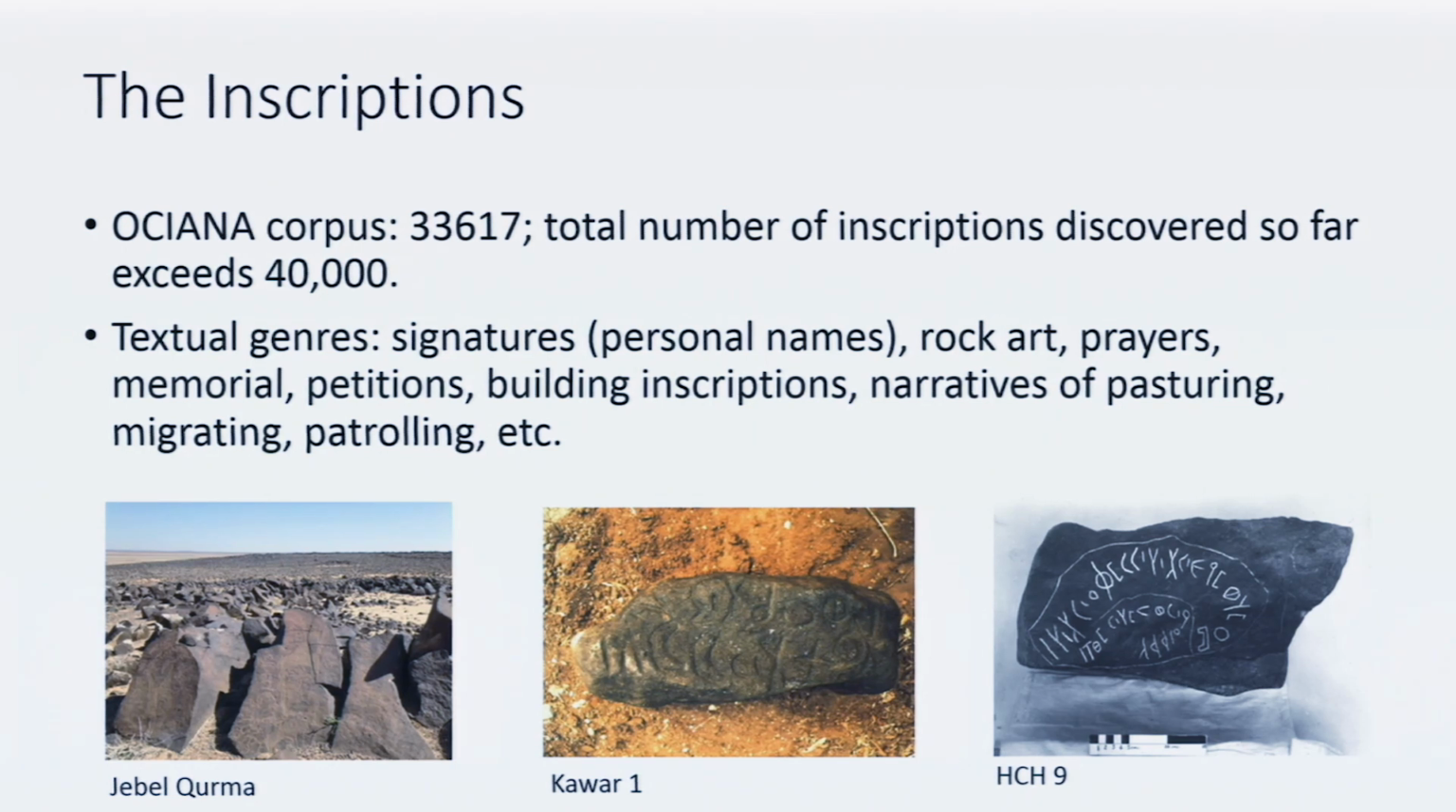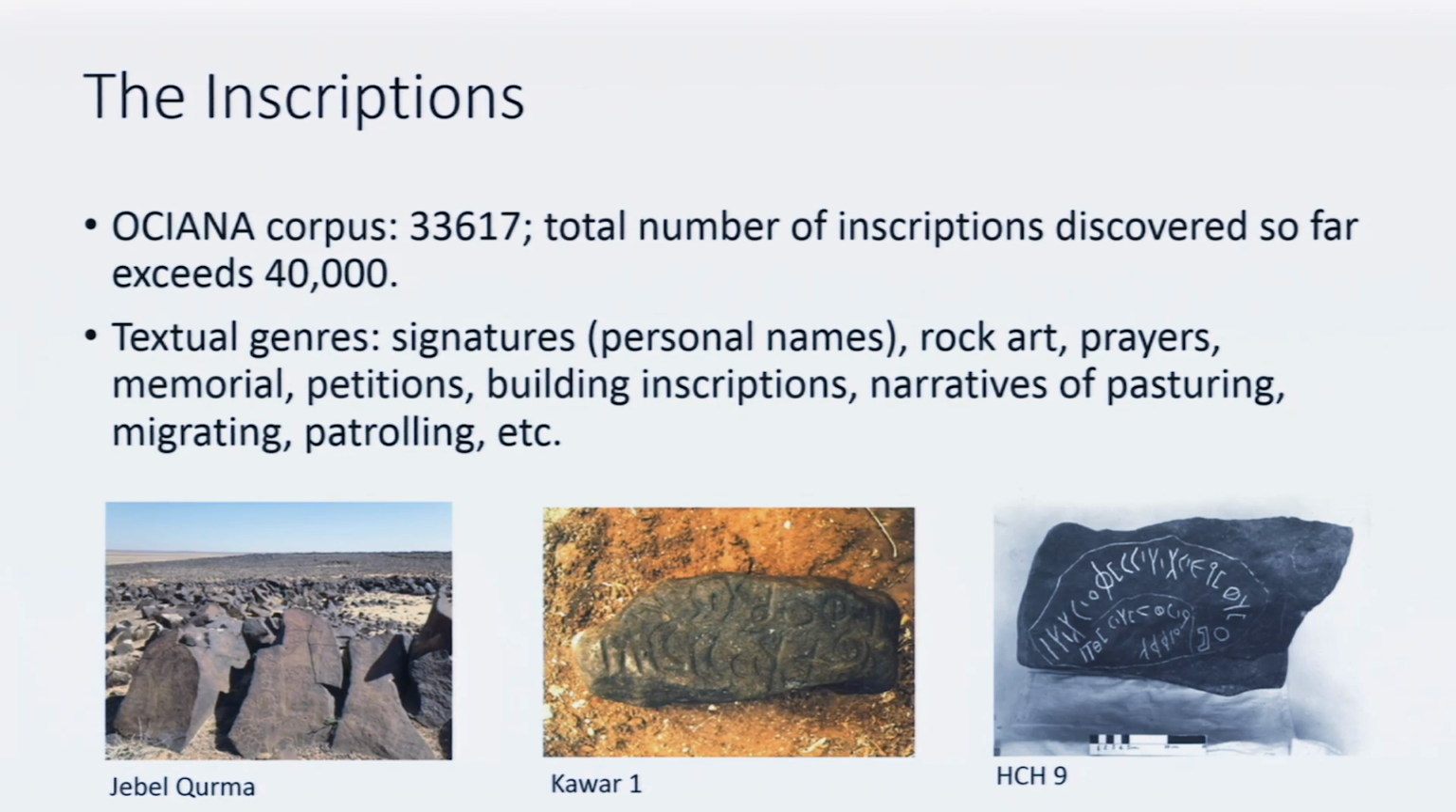And the subjects, the textual genres, are quite limited. They include signatures. Most of the inscriptions, the vast majority of texts, are just signatures, or we call them signatures. They're people's names, personal names. Sometimes just a single name, sometimes with a lineage of up to 12 generations or more. Right? So it really just depends. You have rock art. You saw a drawing of a camel. Sometimes these images are signed, maybe by the author, maybe by someone else. Prayers, memorial texts, petitions for protection from deities, building inscriptions. So someone might have built a structure and said, okay, this structure belongs to or was built by so-and-so. And then narratives, narrative texts.